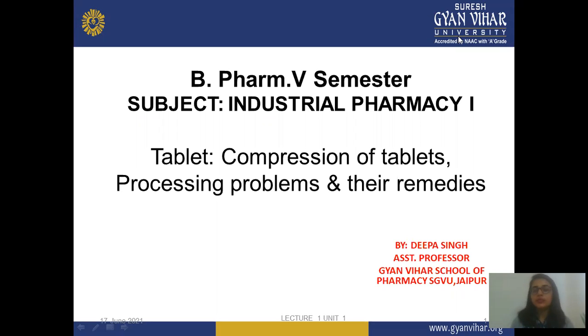So today we discuss about tablet. In tablet, we should cover the compression of tablet, different compression methods, and which compression equipment is used for this compression process, and the processing problems. Some problems may affect the formulation of your tablet, or may be responsible for degrading or reducing the shelf life of the tablet. For these reasons, you should overcome these problems, and there are certain remedies to overcome them.